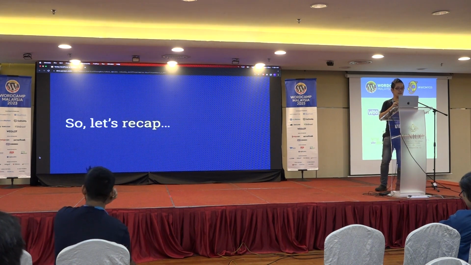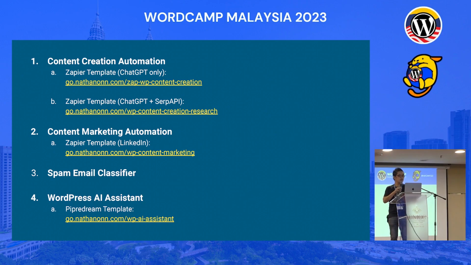So let's just do a recap. I've shown you 4 workflows, 4 automations. The first one is the content creation automation, so this is a link. Then content marketing automation using Zapier, this is a link. Then unfortunately, for the spam email classifier, I cannot share a template from there because there's a limitation in Zapier. The last one is the WordPress AI assistant, which is from Pipedream. So all of these are links.